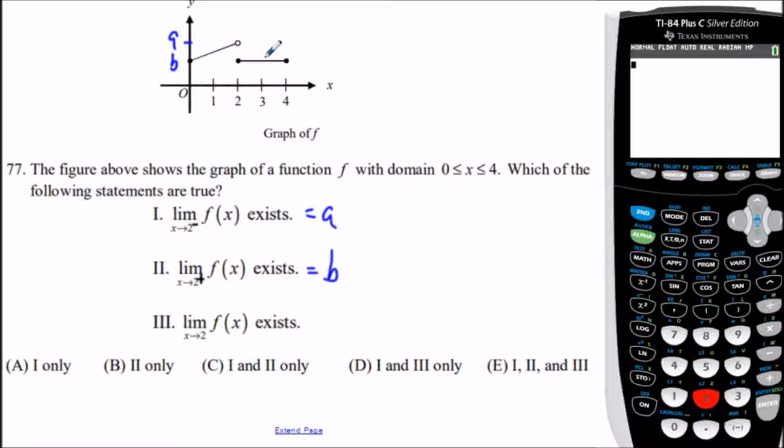As we approach from the right, you see how we're heading to a y value of b. So this one is also true. So we have 1 is true, 2 is true, but 3 is not true, because in order for a limit to exist, the left limit has to be equal to the right limit. As we could see from 1 and 2, the left limit is approaching a height of a and the right limit is approaching a height of b. Since they're not approaching the same height, the limit does not exist. So in this case, it's only 1 and 2 that are true.